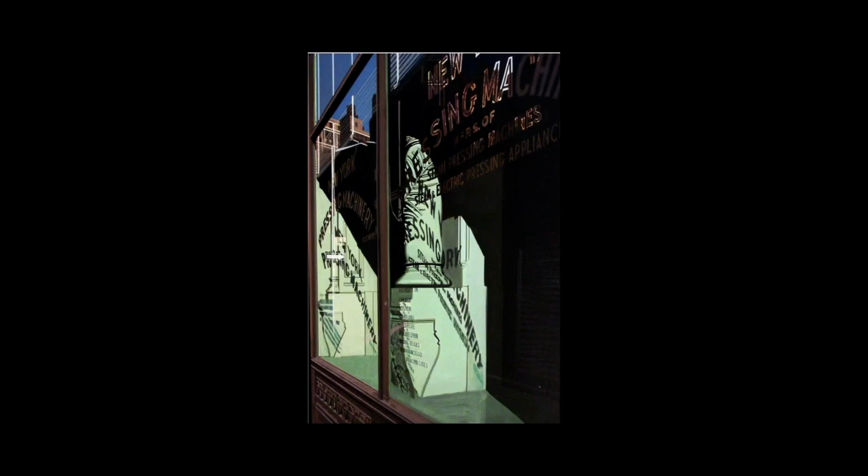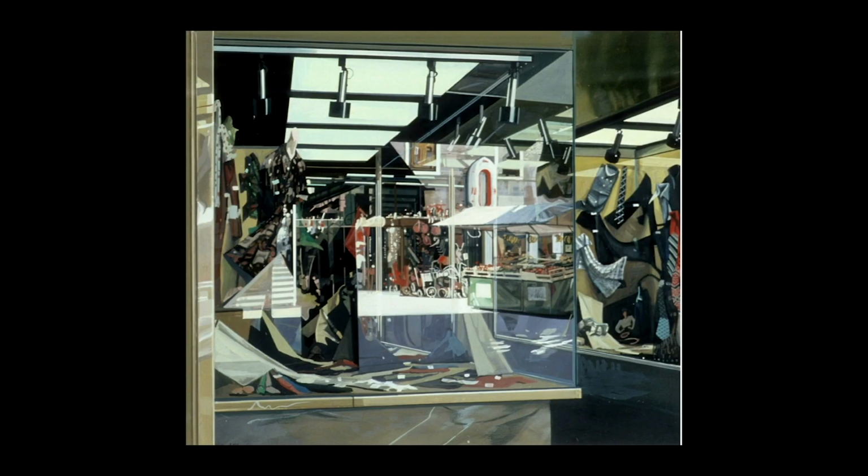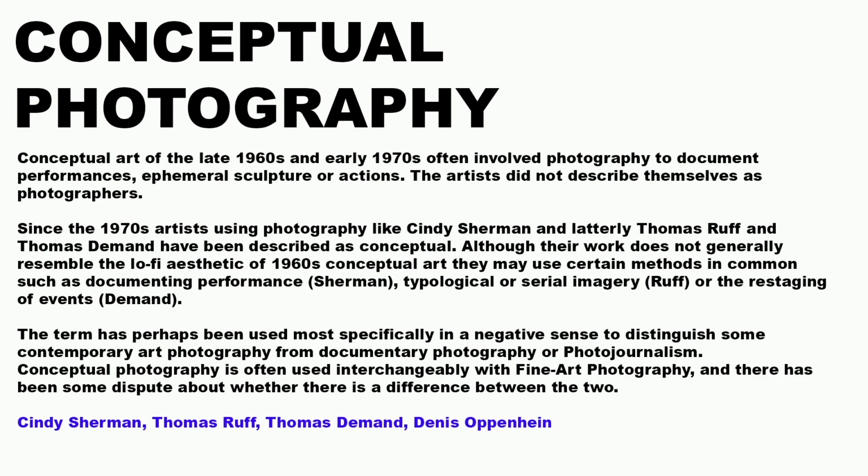So they are using photographs and trying to reproduce. They're using a different medium as realistic as possible. Conceptual photography and conceptual art of the late 1960s and early 70s often involve photography to document performances, ephemeral sculpture, or actions. The artists did not describe themselves as photographers.